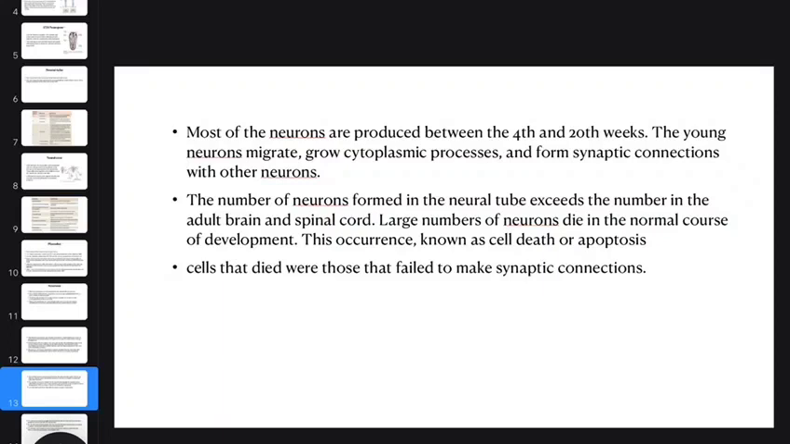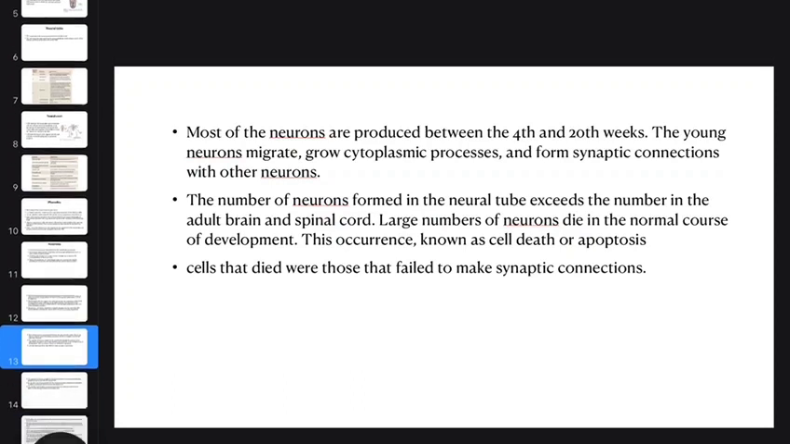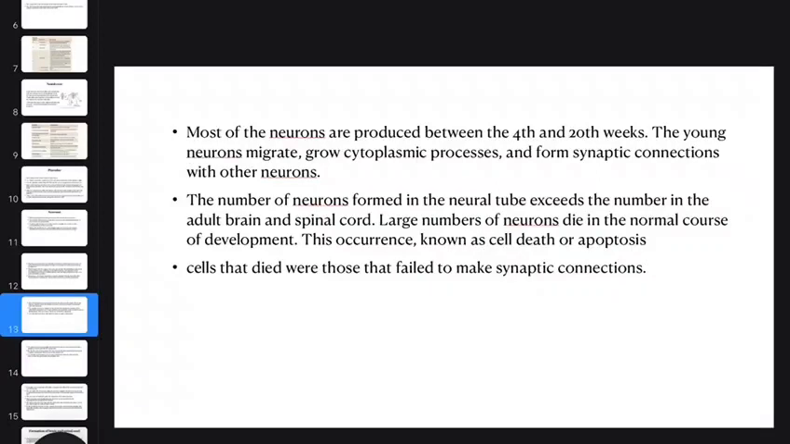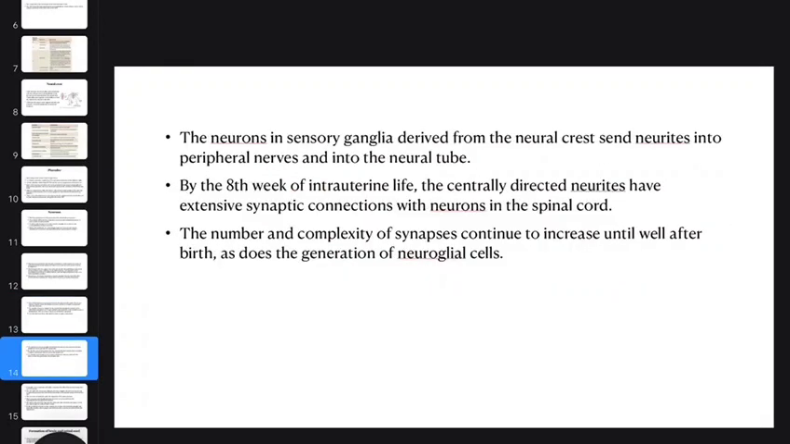The number of neurons formed in the neural tube exceeds the number in the adult brain and the spinal cord. A large number of the neurons die in the normal course of development. This occurrence is known as apoptosis. The cells that die are those that failed to make synaptic connections.